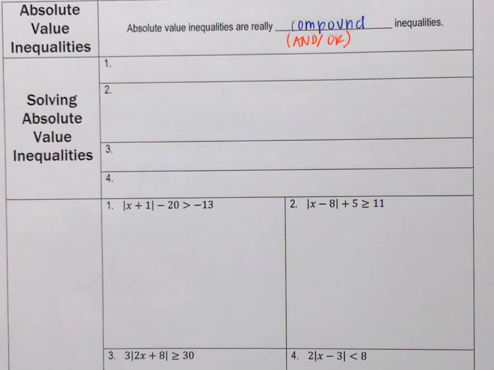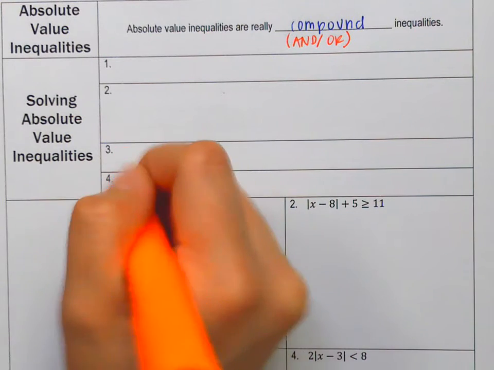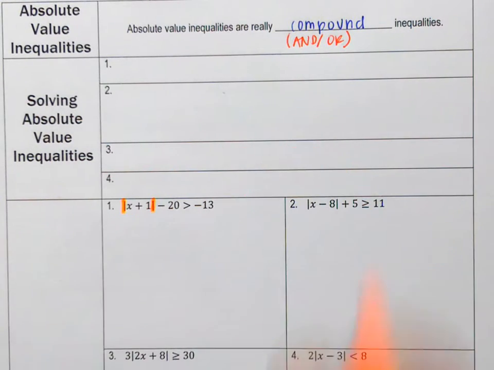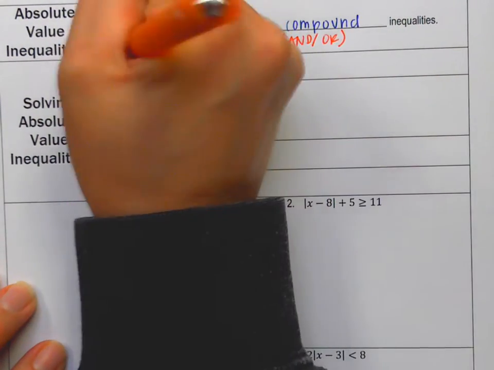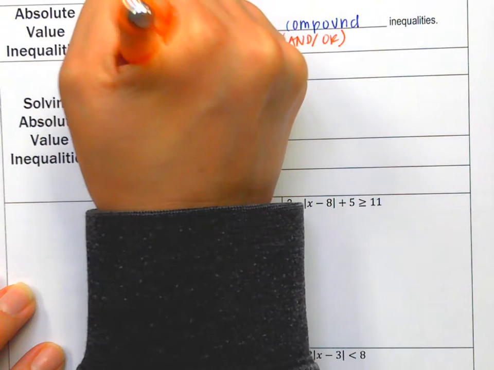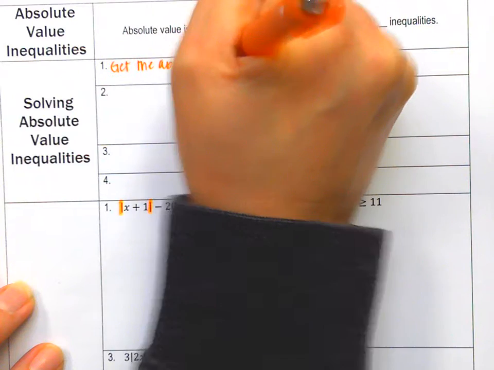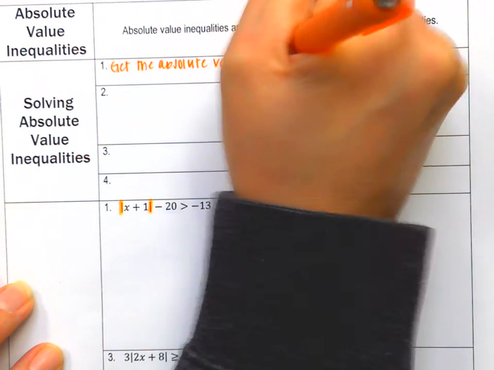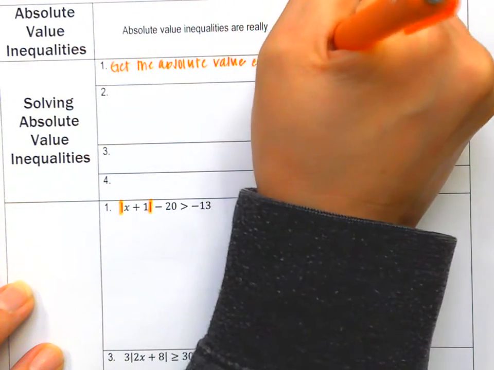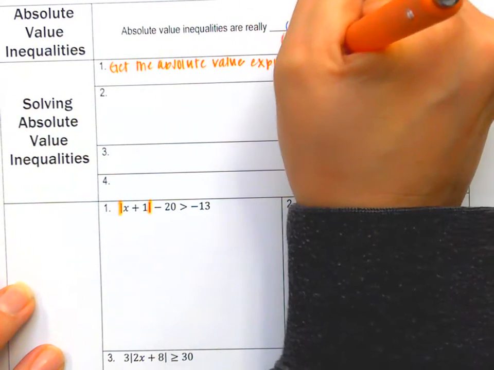So the first step in solving an absolute value inequality is the same as solving for an absolute value equation. What we want to do first is get the absolute value expression alone on one side of the inequality. So that means we want to get this x plus 1 all by itself on one side of the inequality. So first step, get the absolute value expression alone on one side of the inequality.